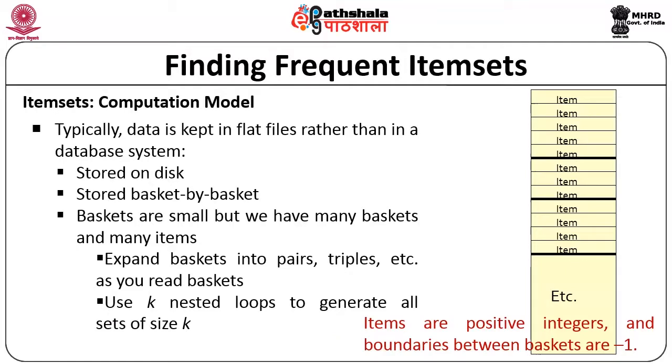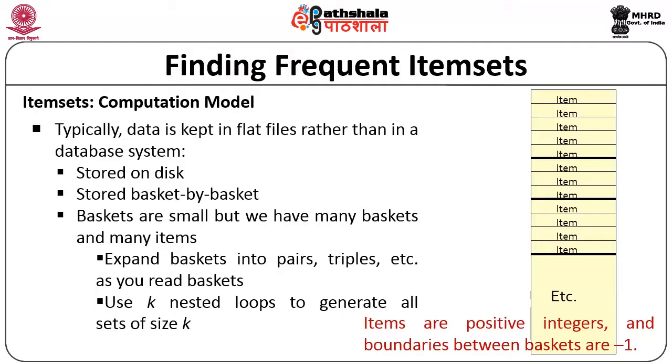Identifying frequent item sets and the computation model related to it will work like this. Fundamentally, the data will be kept in flat files rather than in a database system. Now, when you want to access these flat files, you will have to access the disk and then generate the baskets, or sometimes the data may have been organized already into baskets. Every basket will indicate a small set of many items, and when you expand, the baskets will be expanded into pairs or triples or sometimes user defined formats.